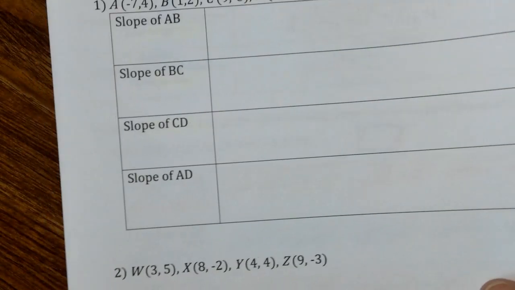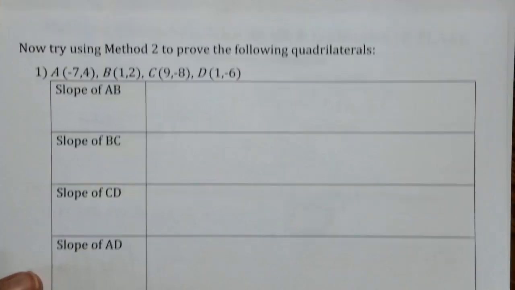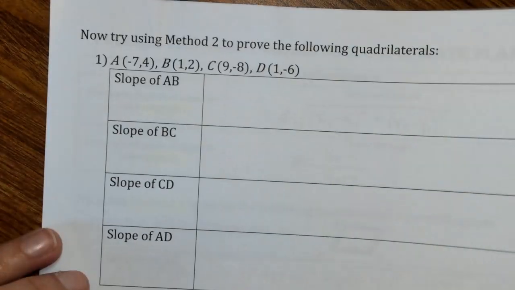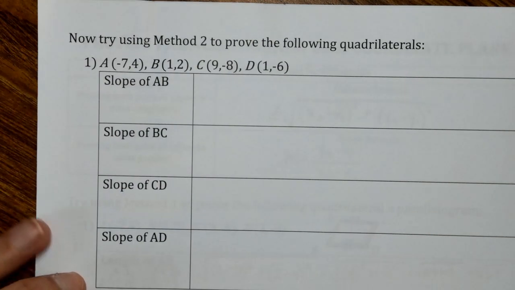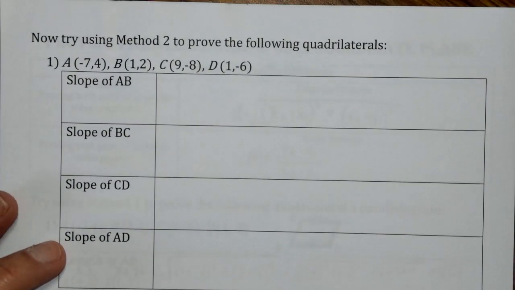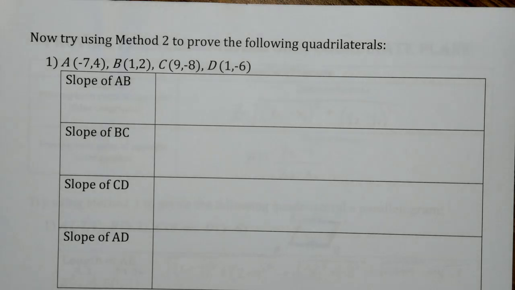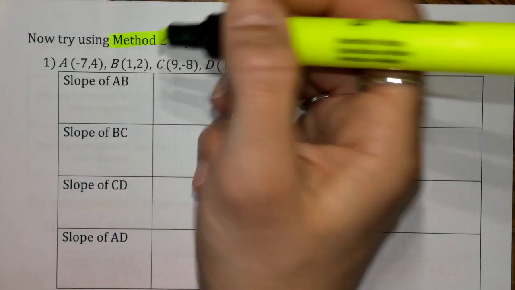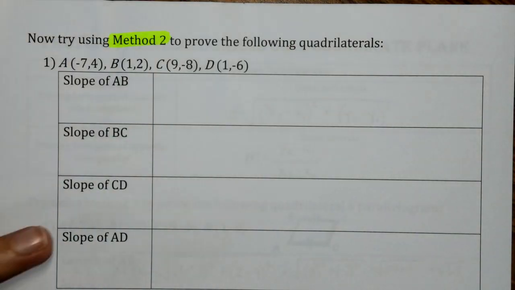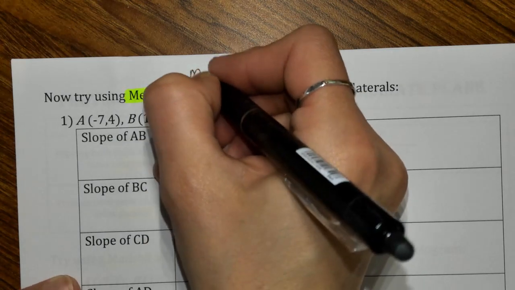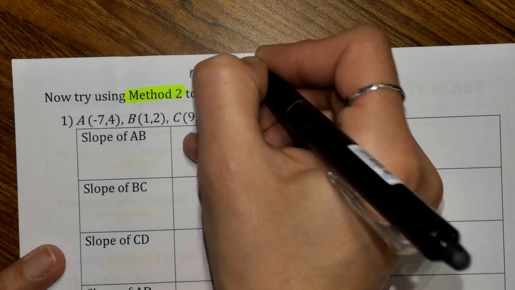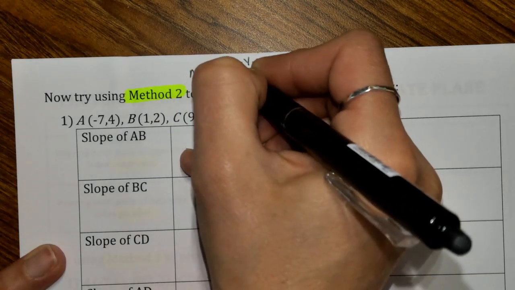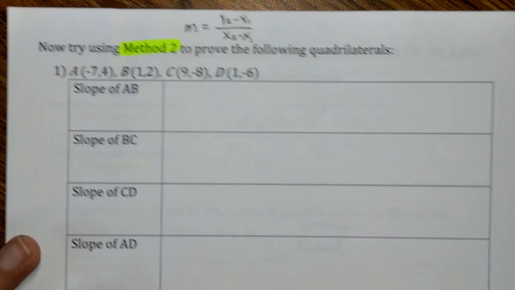Method 2, in my opinion, goes a little bit quicker because we're using the slope formulas. There really aren't a whole lot of steps here. So method 2, slope formula, and I'm going to go ahead and write the slope formula up here real quick, since it's on the other side. Y2 minus Y1 over X2 minus X1.